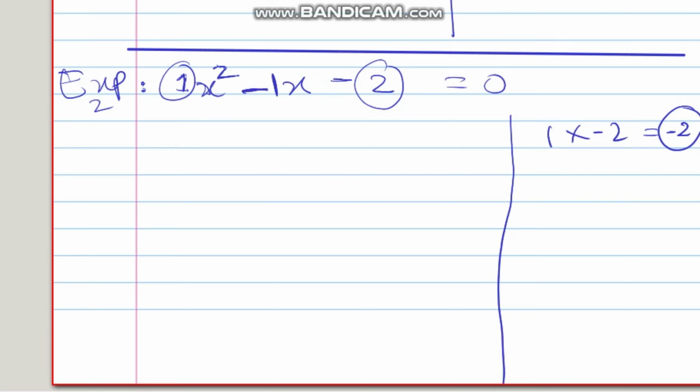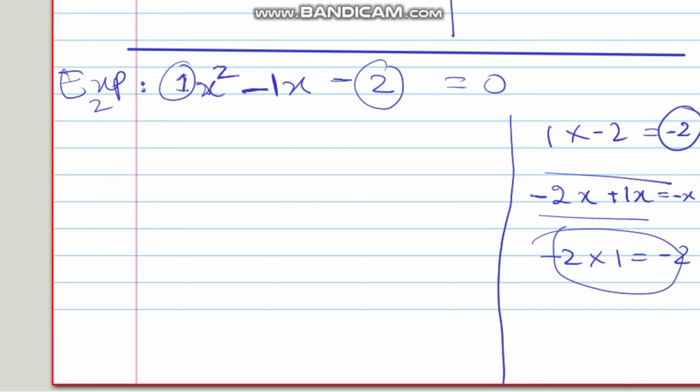If we take minus 2x and plus 1x, we will get minus x, basically minus 1x. And if you multiply minus 2 by 1, we will get minus 2. So we got our pair. The pair is minus 2 and 1, and I will write it like this: x square minus 2x plus 1x minus 2 is equal to 0.